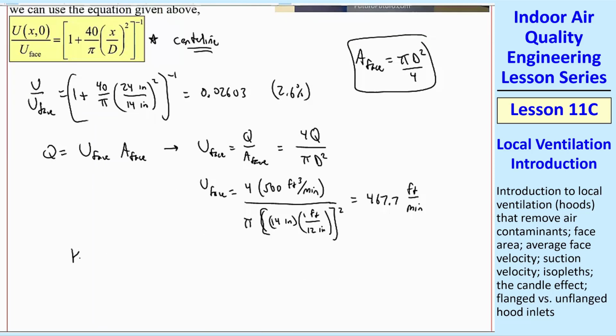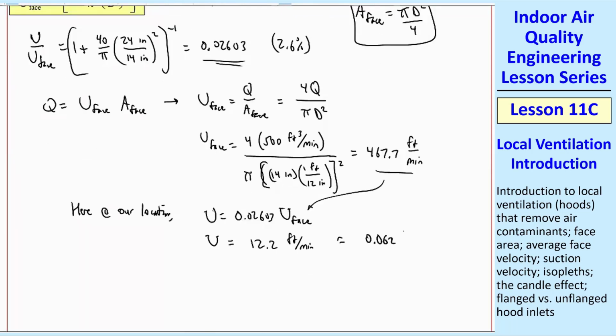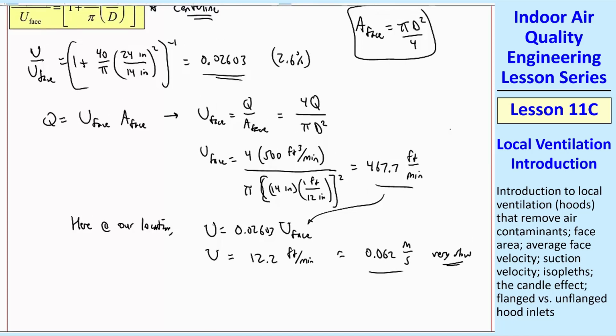And so here at our location, U equal 0.02603 times U face, and U face is this value here. So we plug that in and we get 12.2 feet per minute. That's 0.062 meters per second, which is very slow indeed. You can hardly feel that at all. So that's why hood design is difficult, and that's an understatement.